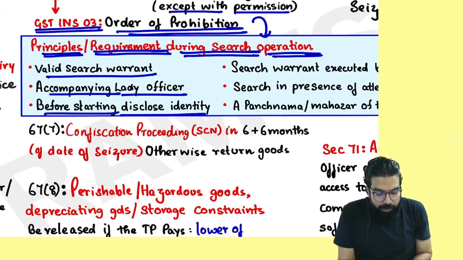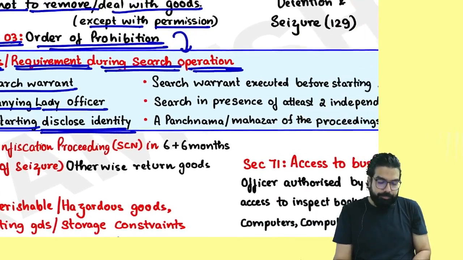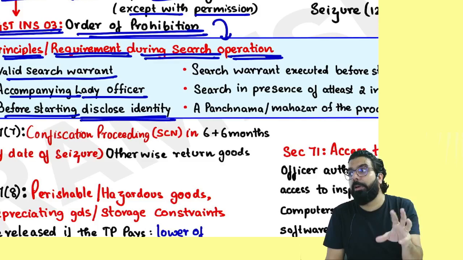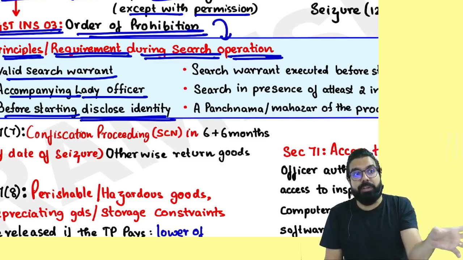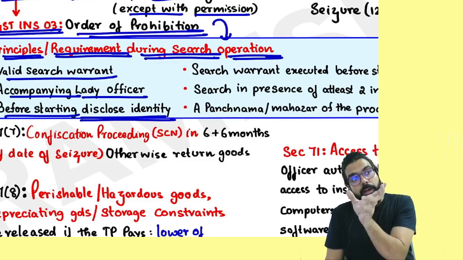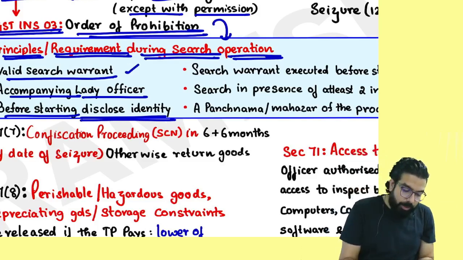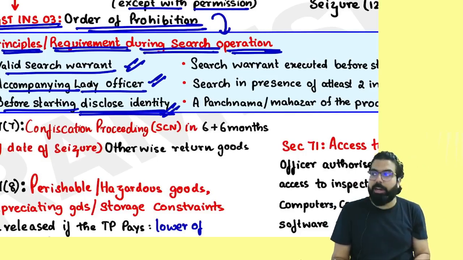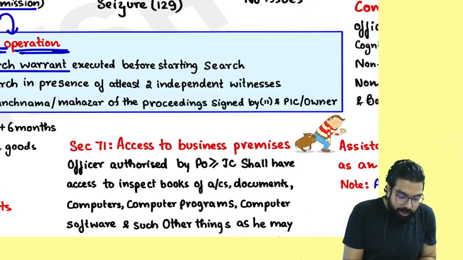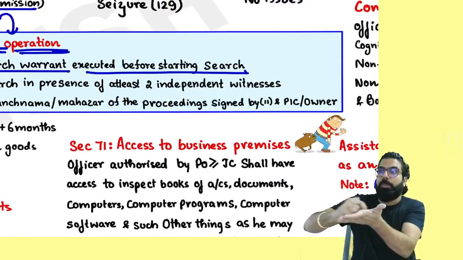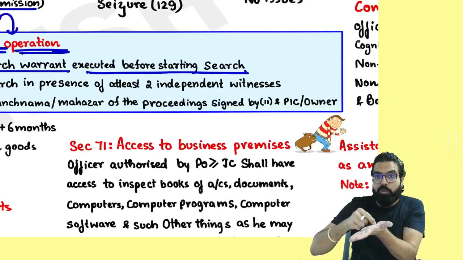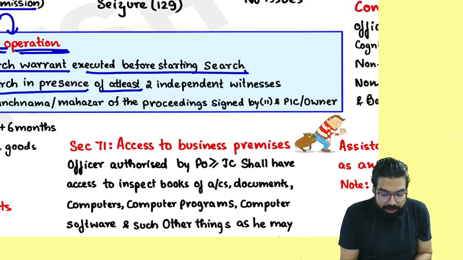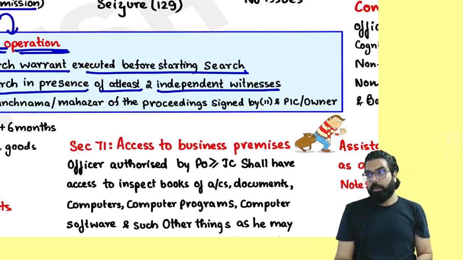Then, before starting, you should disclose identity. Basically, if the women in the home start crying, they need to be taken care of, because male officers cannot do that. So the lady officer should be there. Okay? One valid search warrant should be there. Lady officer should be there. Before starting the search, you should disclose your ID card. The search warrant should be executed, meaning it should be signed by the person whose premises you are going to search. That person should sign. And the search should be in the presence of at least 2 independent witnesses.